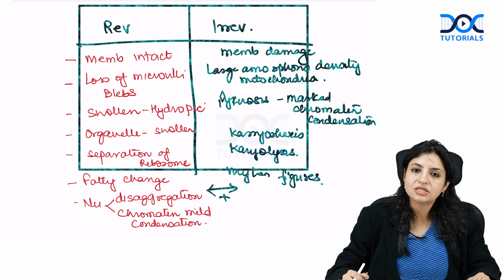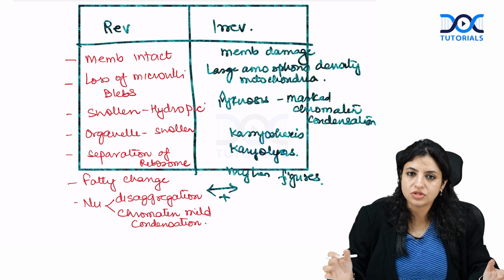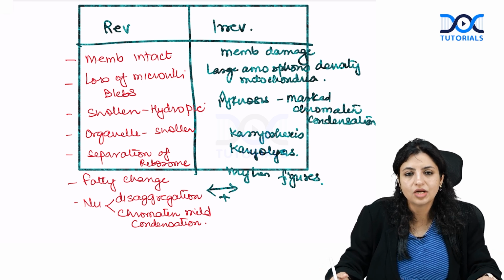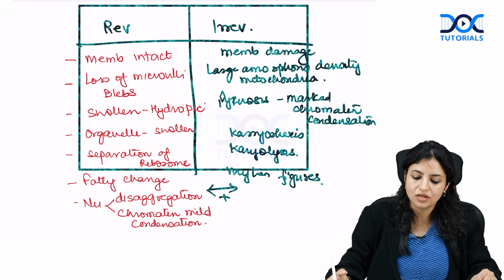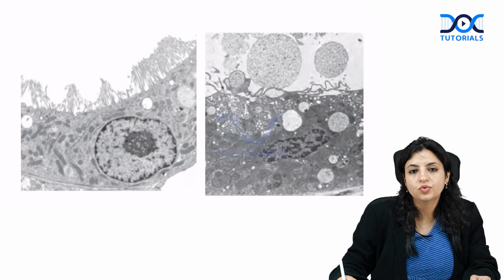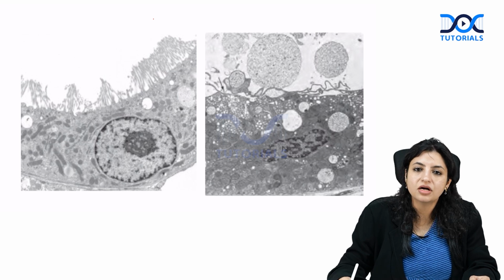Now the irreversible cell injury actually progresses into necrosis. So let's study necrosis. What happens in necrosis? Let's see. Right, before we go into necrosis, guys, let's see some images that can be asked in this.